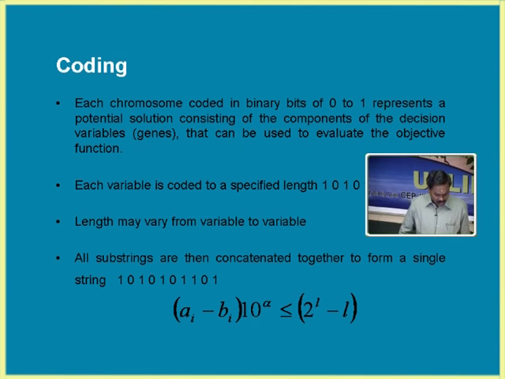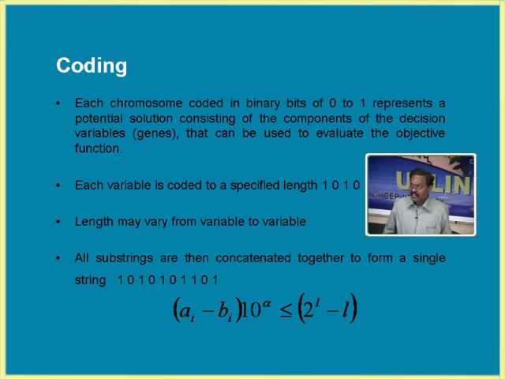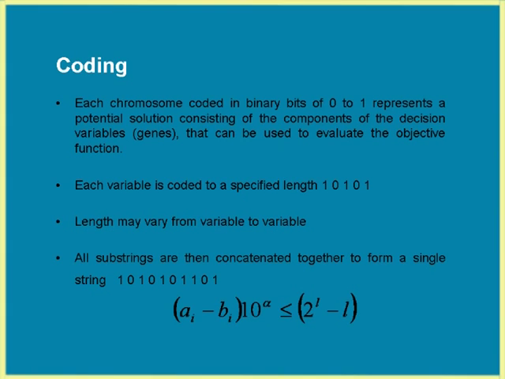So AI minus BI, 10 to the power of alpha should be less than or equal to 2^L minus L, where L is the length of the string. Each string represents one variable. Suppose I have two variables in my objective function, y is equal to x1 plus x2. Then x1 can be one length, x2 can be another length, but I decode x1 separately, x2 separately and make it a single string. So here there are two variables, x1 and x2, but in searching the solution, I consider this as a single string, not separate strings. So all the substrings, meaning various variables, are concatenated together to form a single string.